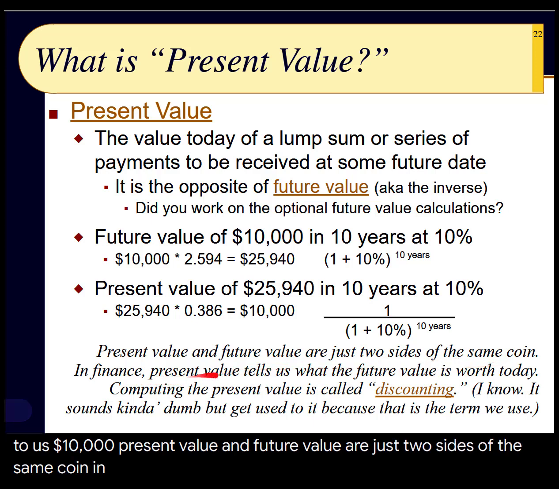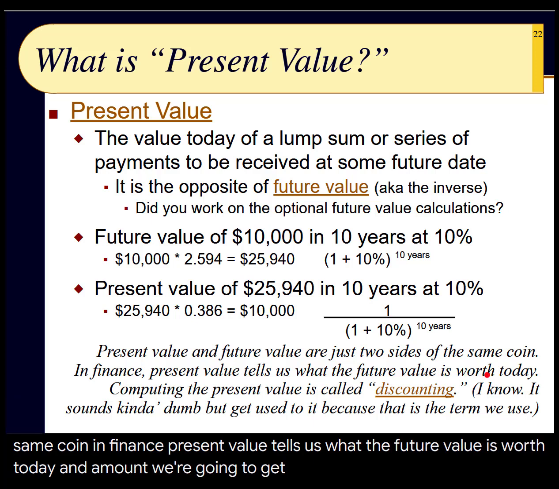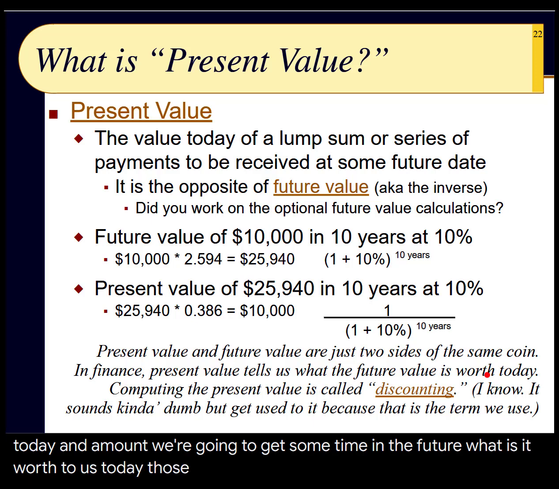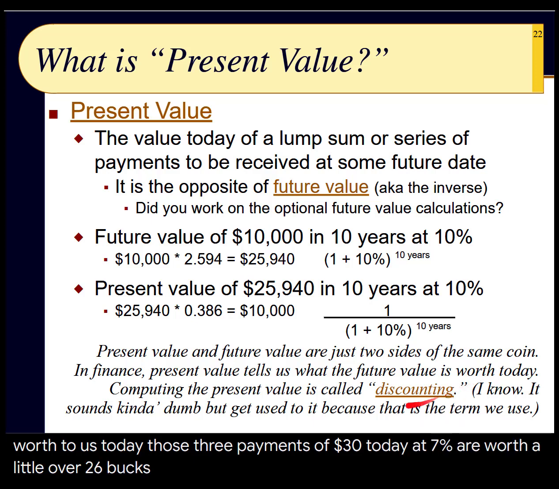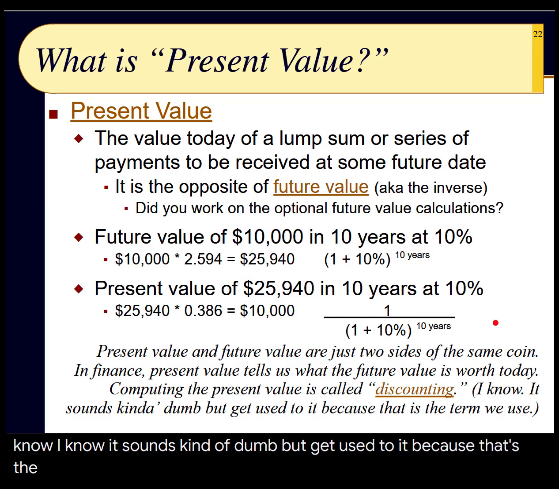In finance, present value tells us what a future value is worth today, an amount we're going to get sometime in the future. What is it worth to us today? Those 3 payments of $30 today at 7% are worth a little over 26 bucks. Computing the present value is called discounting. I know it sounds kind of dumb, but get used to it because that's the term you're going to hear in the industry.